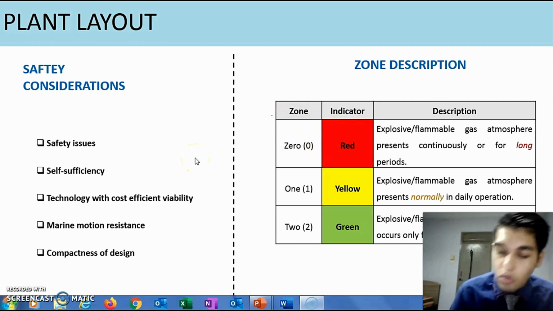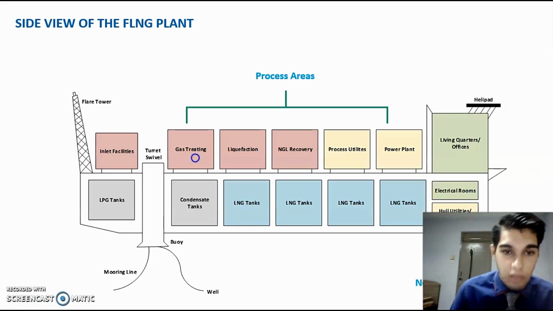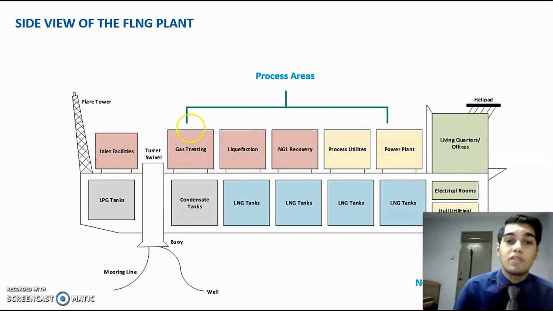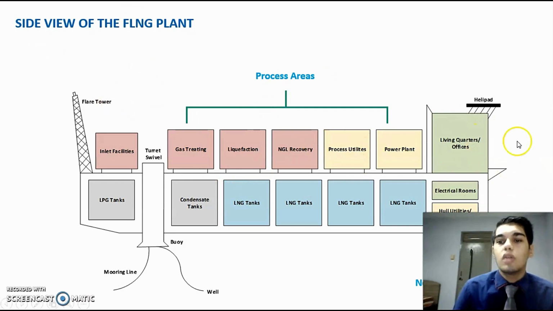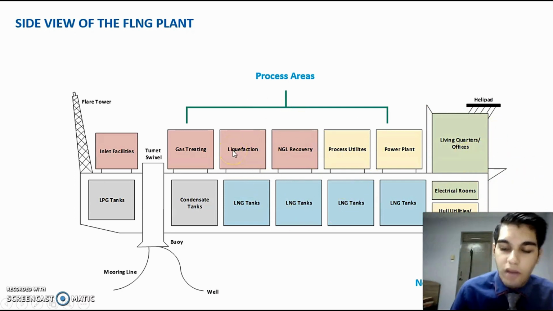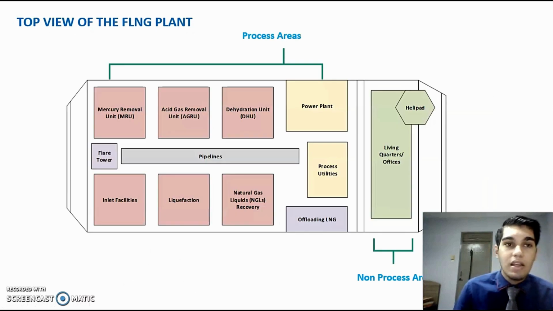Now let's move on to the layout of the FLNG. So as I mentioned earlier, there are two areas in the FLNG. First is the process areas and also the non-process areas. And this, as you can see here, is the side view of the FLNG plant. Lastly, this is the top view of the FLNG plant. Now with that, I end the plant layout. Now I would like to pass to my partner to conclude the presentation.